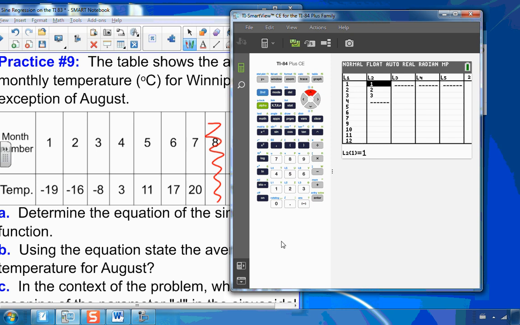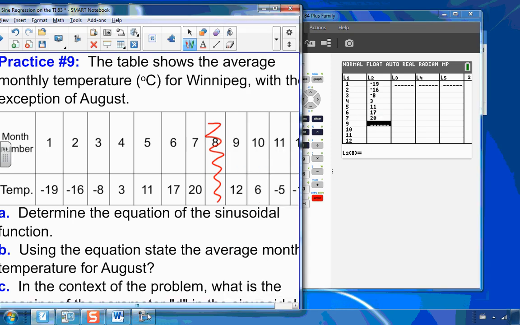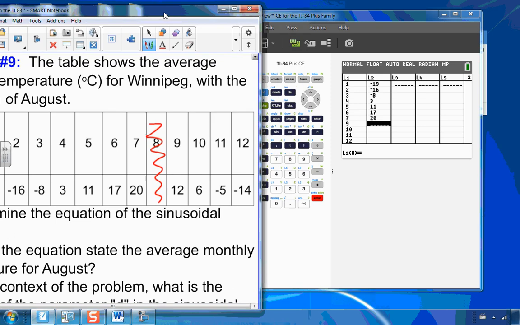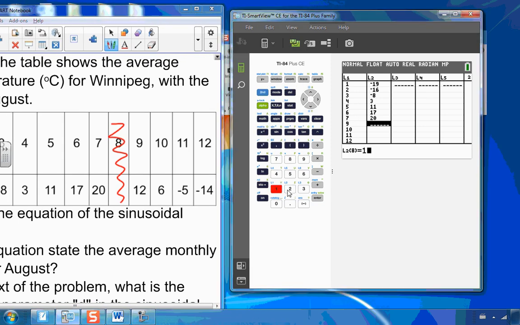Okay, now we're going to go over to list 2 and we're going to enter in the temperatures. Okay, so the first temperature is negative 19, and then negative 16, and negative 8. Now I've been to Winnipeg. These are definitely temperatures without the wind chill. 3, 11, 17, 20, and then I can't see the rest of my table. Okay, then we've got 12, 6, negative 5, and negative 14. Now, as I go back up the table, I always just like to check to see if I've done that correctly.